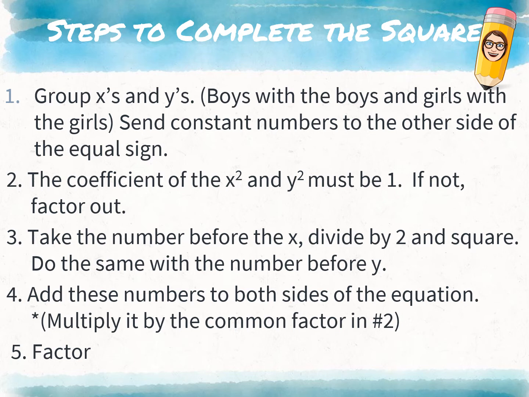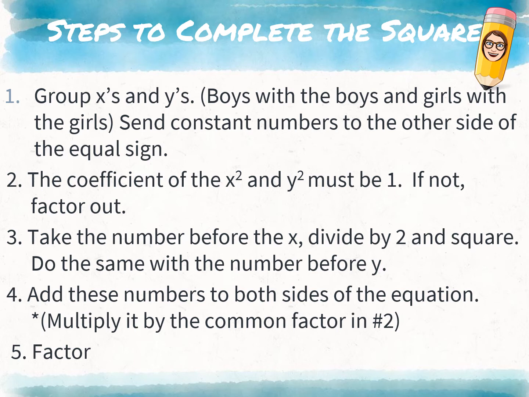So step 1, you want to group all the x's and the y's. We like to joke and say the boys with the boys, the girls with the girls. You're going to send any constant numbers to the other side of the equal sign, right? If you just have regular numbers, kick them over. Step 2, the coefficient of the x squared and the y squared must be 1. If they're not, we have to factor them out. That's going to take some work.